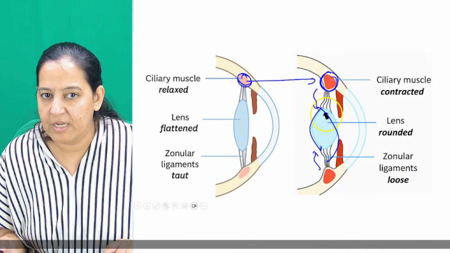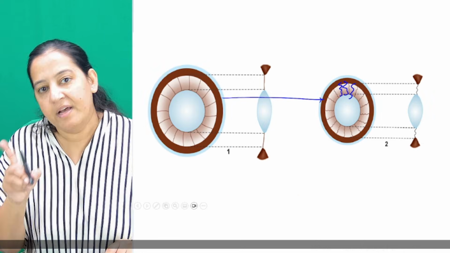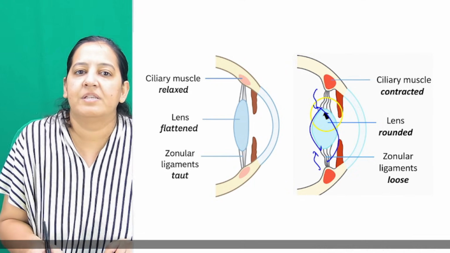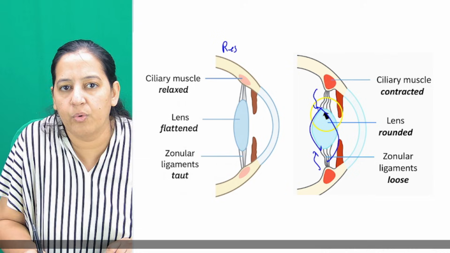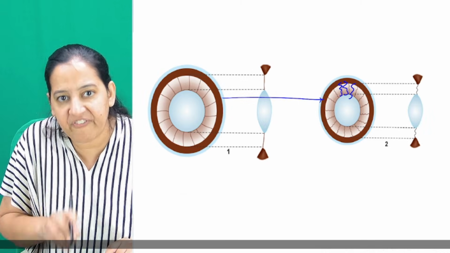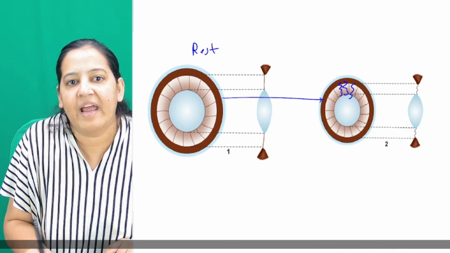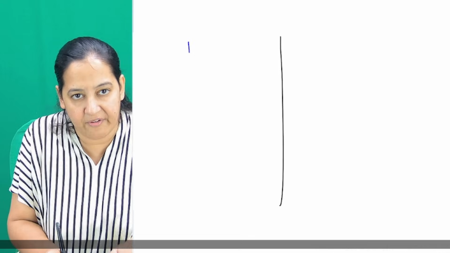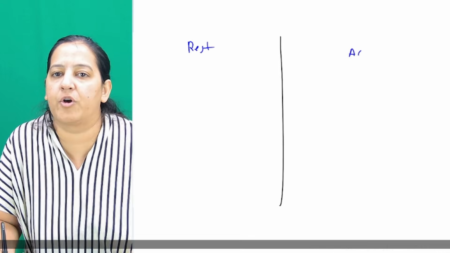How many of you got it? How many of you got that these two diagrams are the front view of these two only? You are getting my point. This is the side view, side view at rest, side view at accommodation. This is the front view at rest and front view at accommodation. So you can draw the two flowcharts very well: what happens during rest and what happens during accommodation.